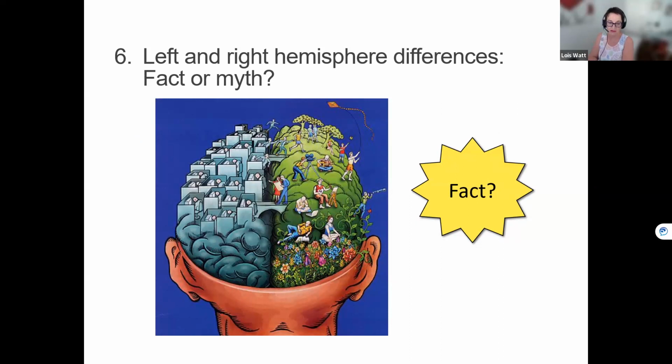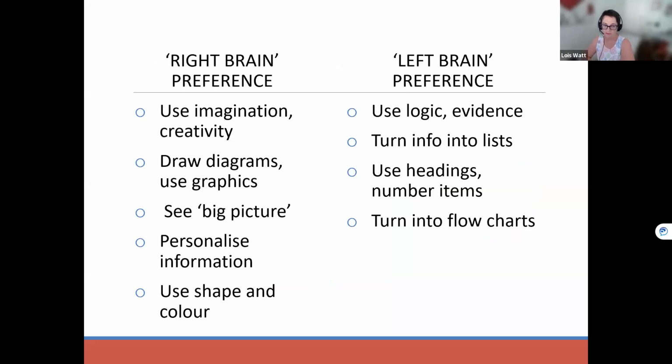Left on one side is our logic, and the right side is our creativity. It's probably oversimplified, and so we'll see. The right brain preference is that we use our imagination and we're creative, we draw diagrams and use graphics. You see the big picture and you personalize information, and this is where your shape and color might come from. The left brain is logical and evident, and you need evidence. Turn information into lists. You use headings, number items, turn concepts and ideas into flow charts.